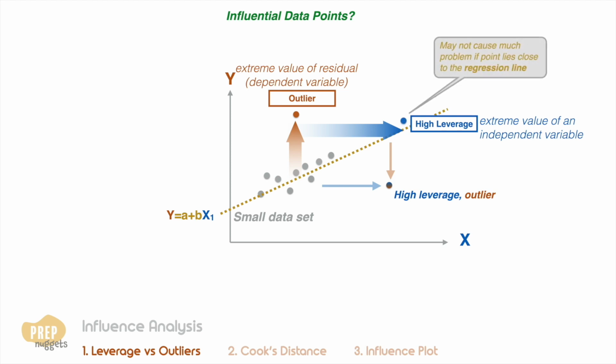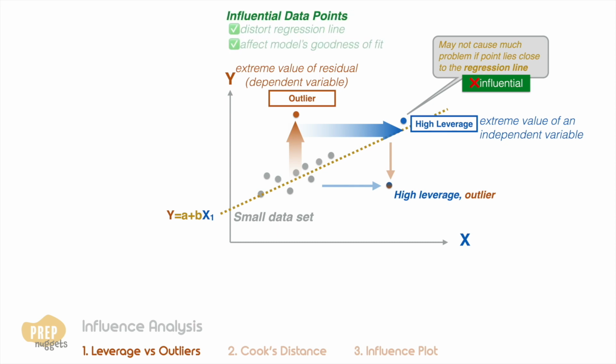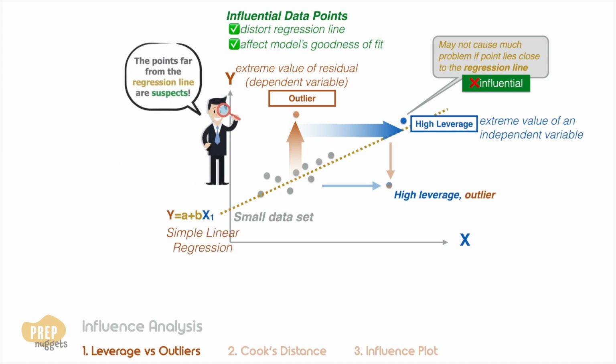You should note that high leverage or outlier points may not cause much problem in regression analysis, especially if they lie close to the regression line. Such points may not necessarily be influential. The influential points are those that distort the regression line, affecting the goodness of fit. For simple linear regression like this, identification of such influential points can be done from observing a simple 2D scatter plot. Typically, those that lie far from the regression line are suspects.